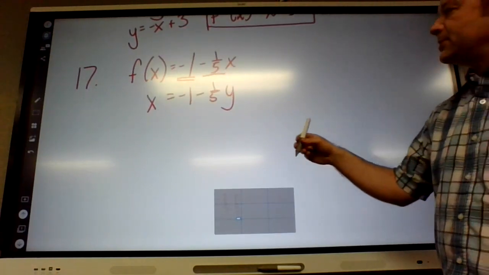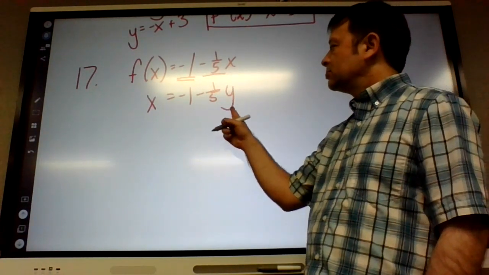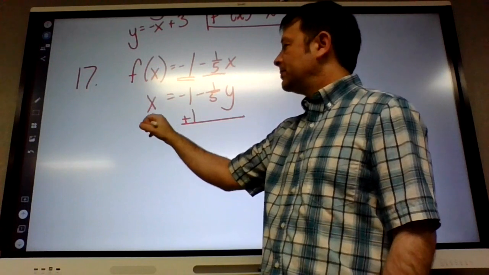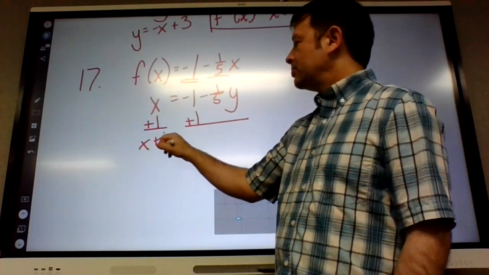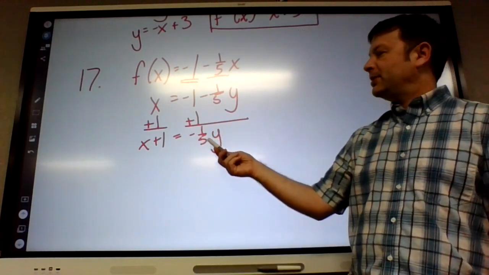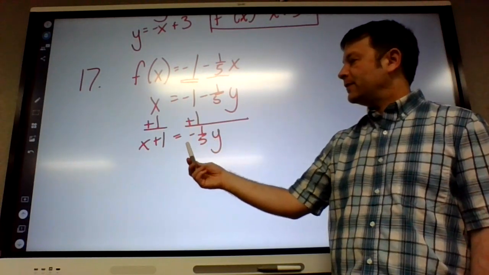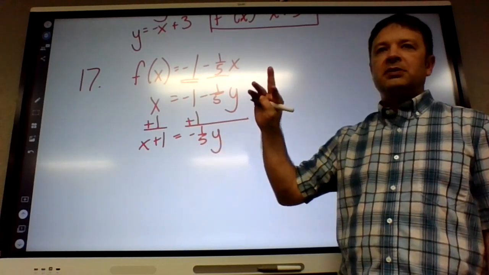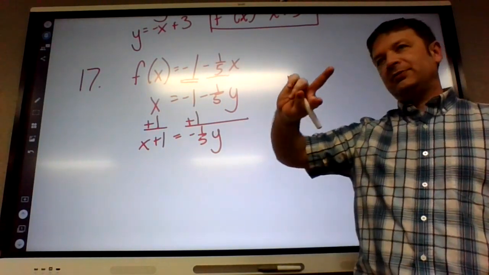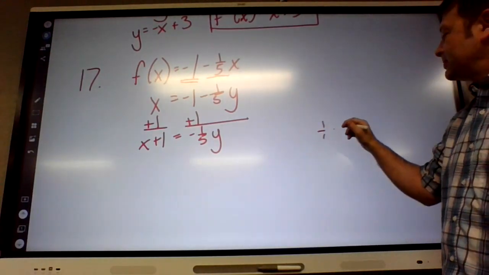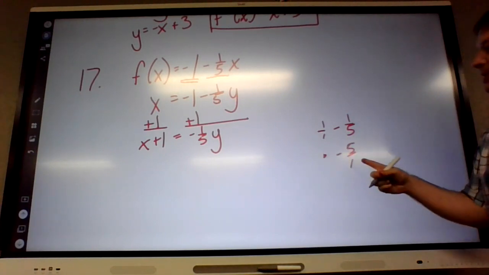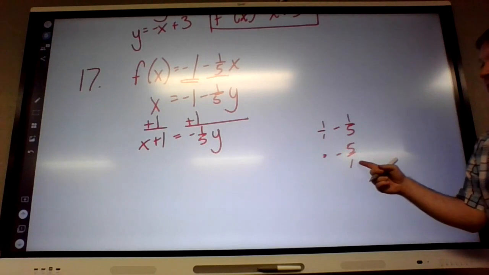So how do I get y by itself here? Get rid of the plus or minus number first. I'm going to add 1. So x plus 1. Okay, I think we had one of these on the last assignment. I think this kind of confused us. How do I get rid of the negative 1/5? Divide, but how do we divide by negative 1/5? Multiply by the reciprocal. This goes back to like 7th grade, 6th grade. When you divide a fraction, you flip and multiply. So really what we need to do is multiply by negative 5.